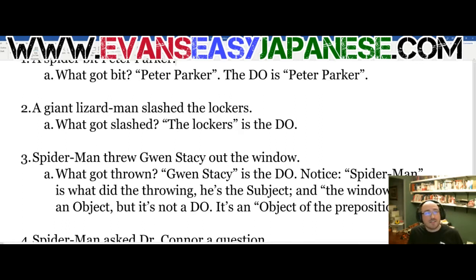A giant lizard man slashed the lockers. So, what did the giant lizard man do? He slashed the lockers. So the action is slashing. What did he slash? What did he verb? He slashed the lockers. That would be the DO, the direct object.